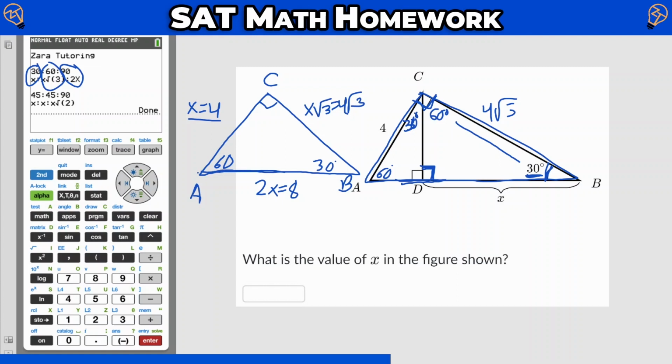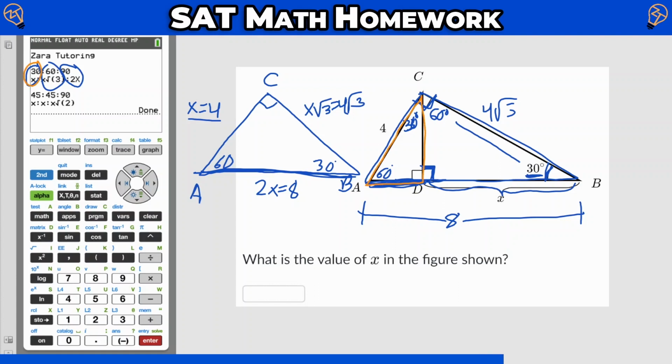Now, the 8 that I'm referring to goes from A to B, which means all the way here. If we could figure out what this portion is, we could just subtract it from 8 and we'll be left with this x value. So let's see where we can go from here. So we'll essentially have to look at this triangle now with that 30, 60, 90 relationship.